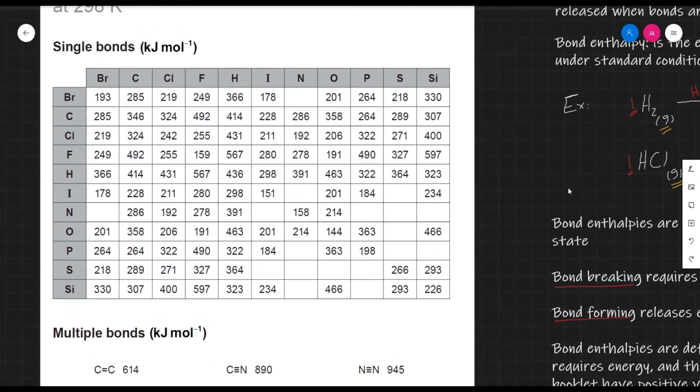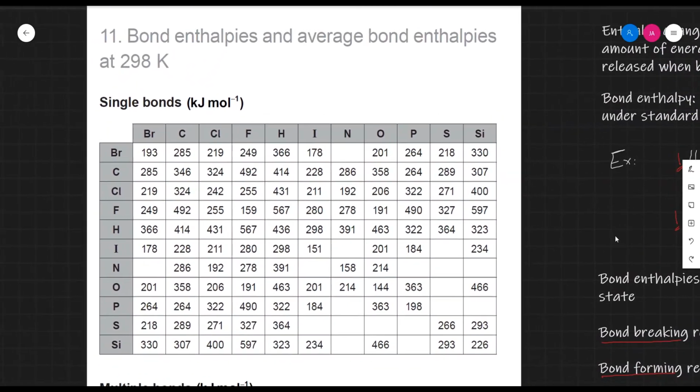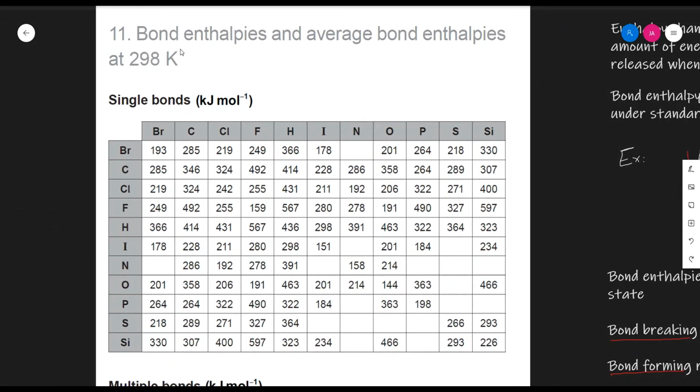I've attached the data booklet table for bond enthalpies. This table is table 11. As you can see here in the data booklet, it states bond enthalpies and average bond enthalpies, which we have not discussed yet. We will discuss them in a bit. They show you the bond enthalpies here. You can notice that all these values are positive because this is the energy required to break a bond.